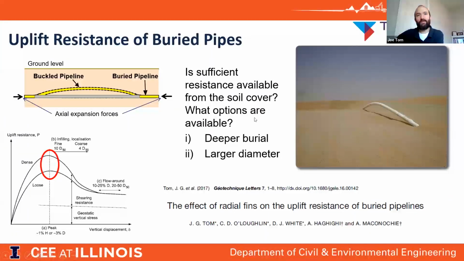So if we don't have enough resistance, what are the options? One is to bury it deeper, so we need to dig a bigger trench, which means we perhaps need a different set of equipment, which is more expensive. The other idea is a larger diameter, which has other implications for flow assurance and that sort of thing, so that may not be a suitable approach.